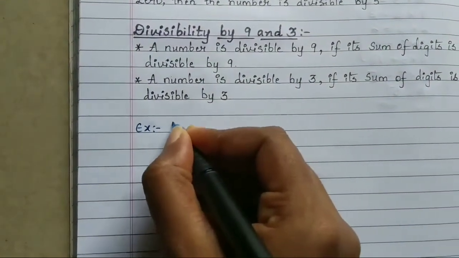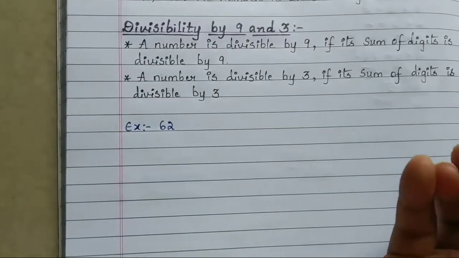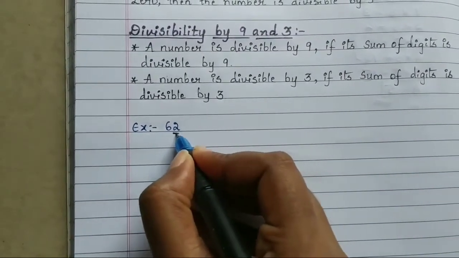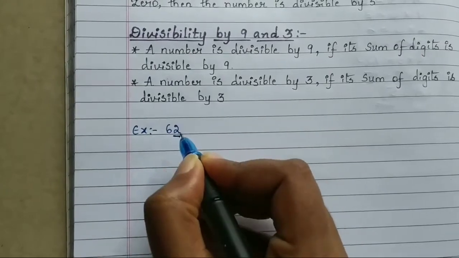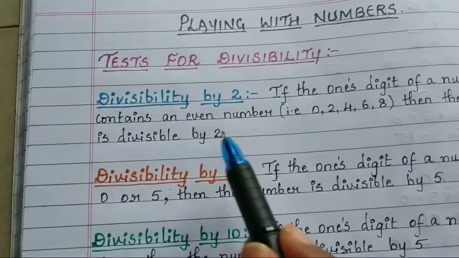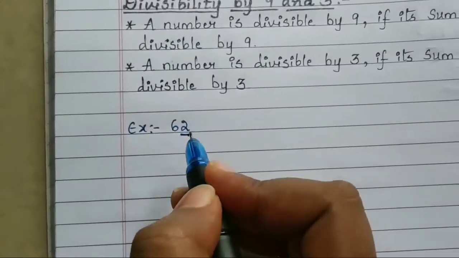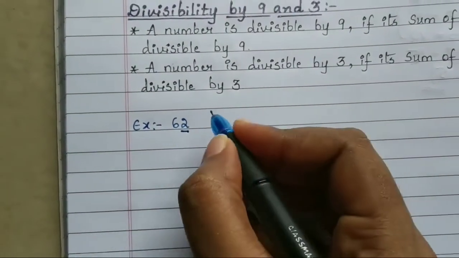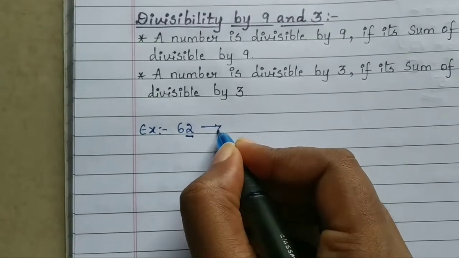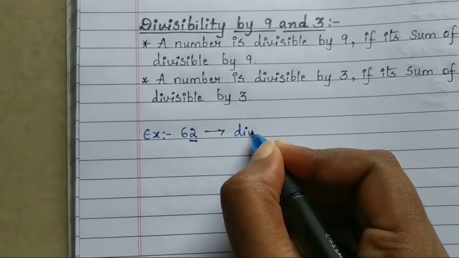We will take an example of 62. As you can see here, in the ones place, we are having an even number. You can see it contains an even number, that is 2. So here we contain an even number 2. So we can say this 62 is divisible by 2.